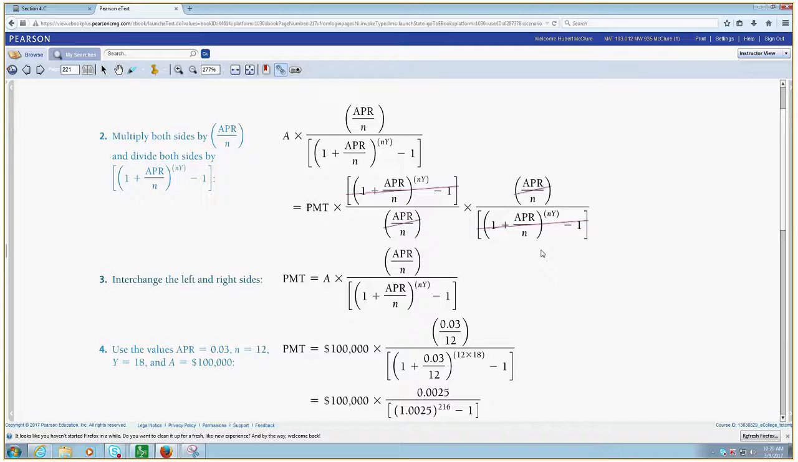Now, you want to have $100,000 at the end of 18 years at R equal to 0.3%, and monthly. Monthly payments.